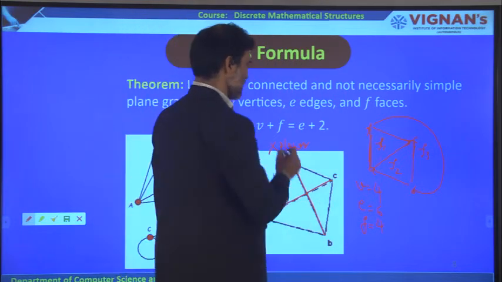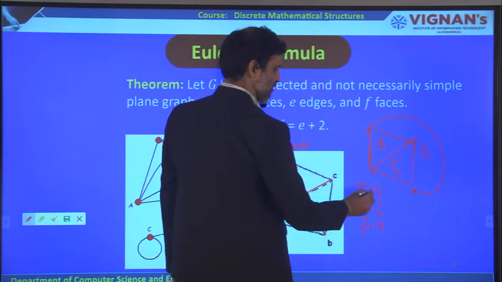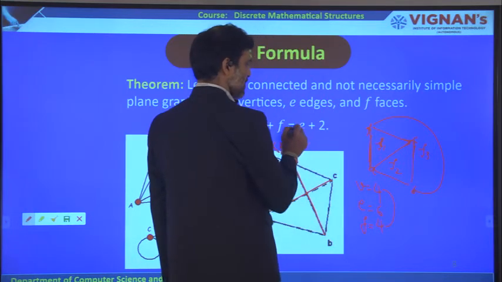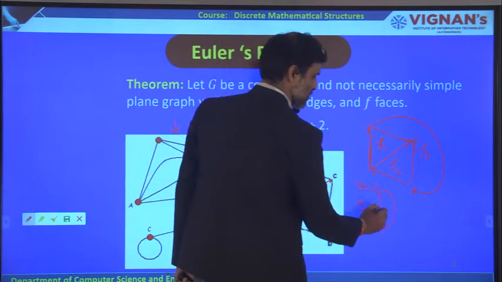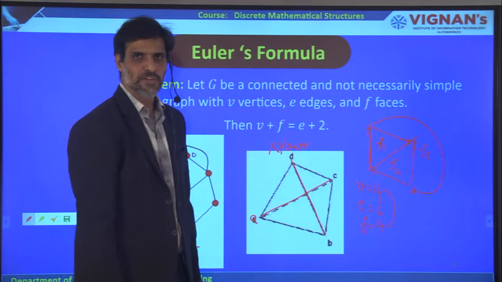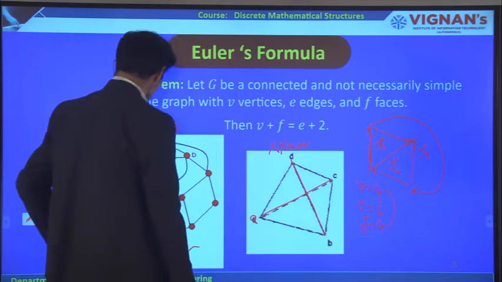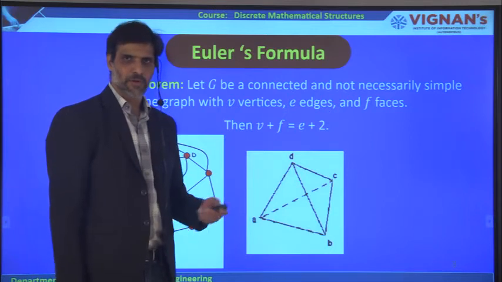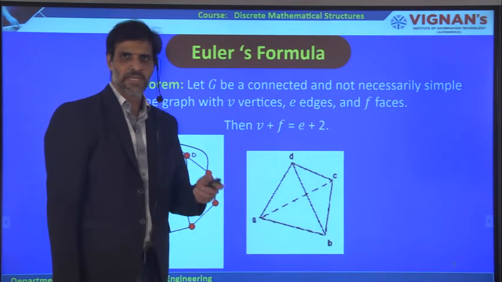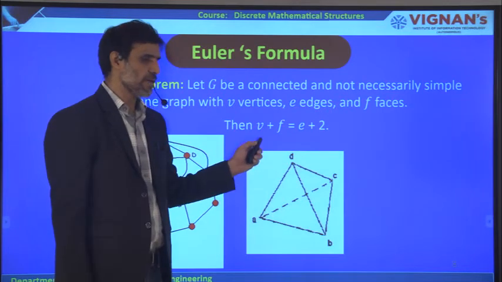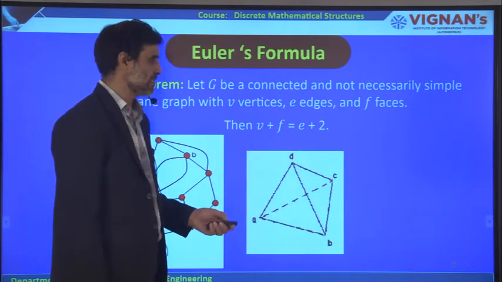Now you have to check the given formula is correct. V plus F is equal to, so 4 plus 4 is equal to 8, which is equal to E plus 2. 6 plus 2 is equal to 8. So this is how we are going to verify Euler's formula for the given graph, which is a very, very important formula. By this formula you are going to get the number of vertices, number of faces, and number of edges. If any 2 of them are given, then you can get the other one very easily.